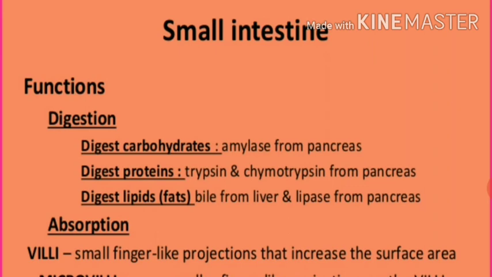So you see that the digestion of carbohydrates takes place where? In the small intestine. And how? Amylase is an enzyme which is secreted by pancreas. So amylase breaks carbohydrates into the simple form and converts it into sugar. Now see the digestion of protein. So how is protein digested in the small intestine? By the help of enzymes trypsin and chymotrypsin, which are secreted by the pancreas. These two enzymes, they do what? They break protein into amino acids.